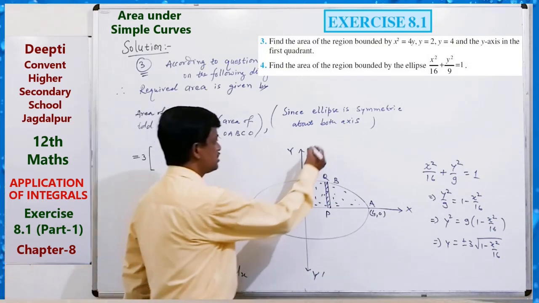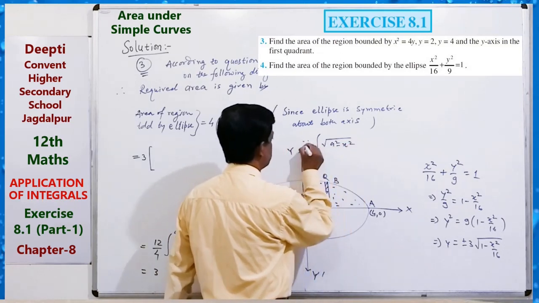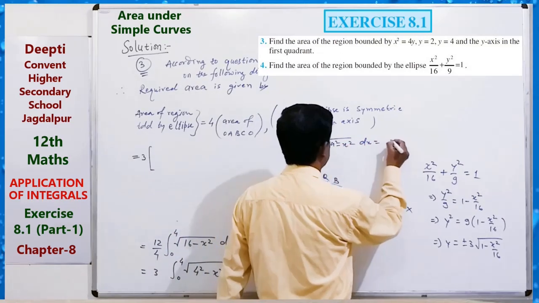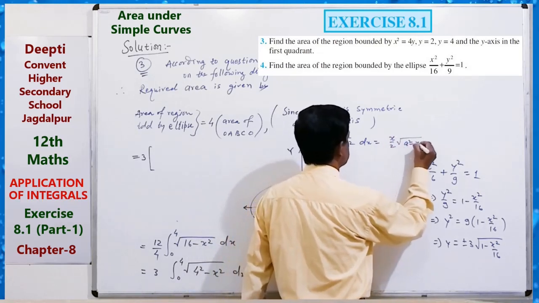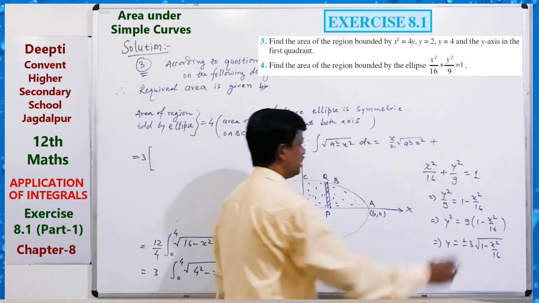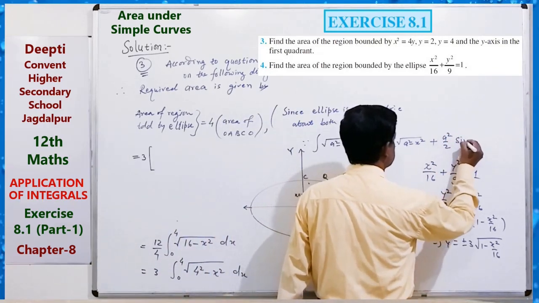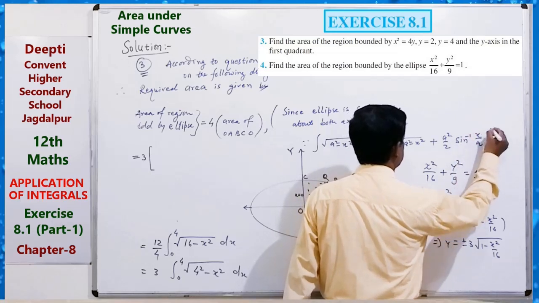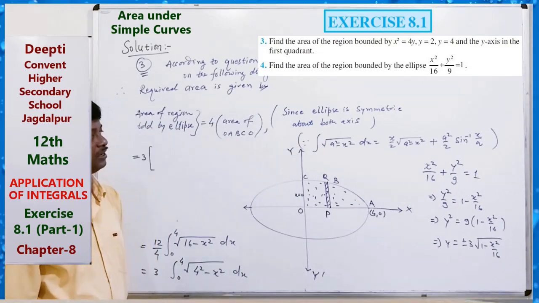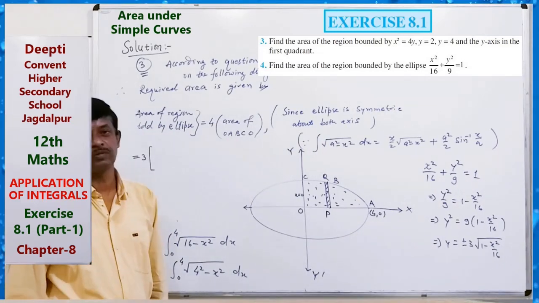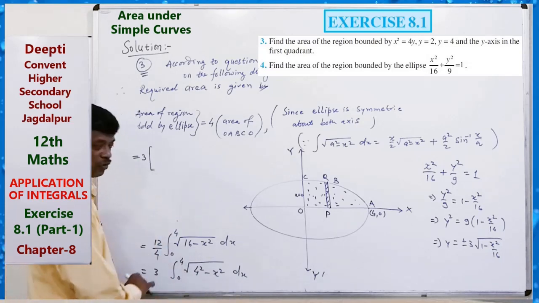What is the formula? Integration of root over a square minus x square dx equals x by 2 root over a square minus x square plus a square by 2 sin inverse x by a. This is the formula. So here a means 4.